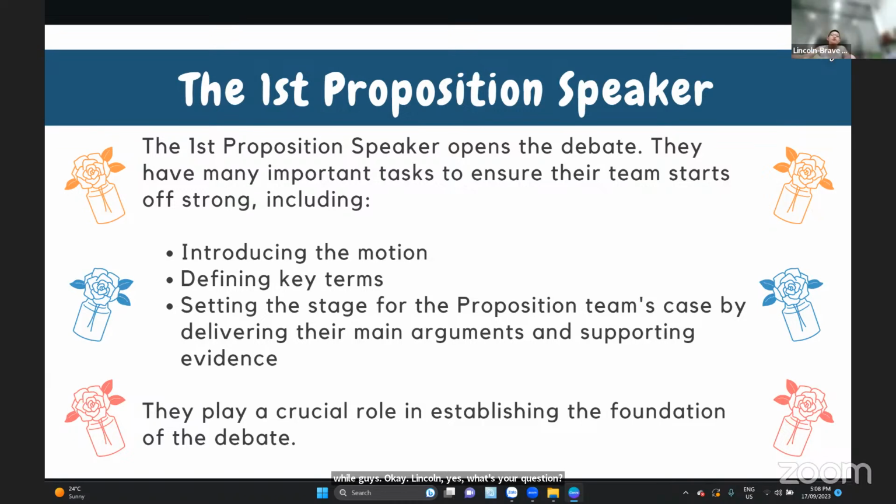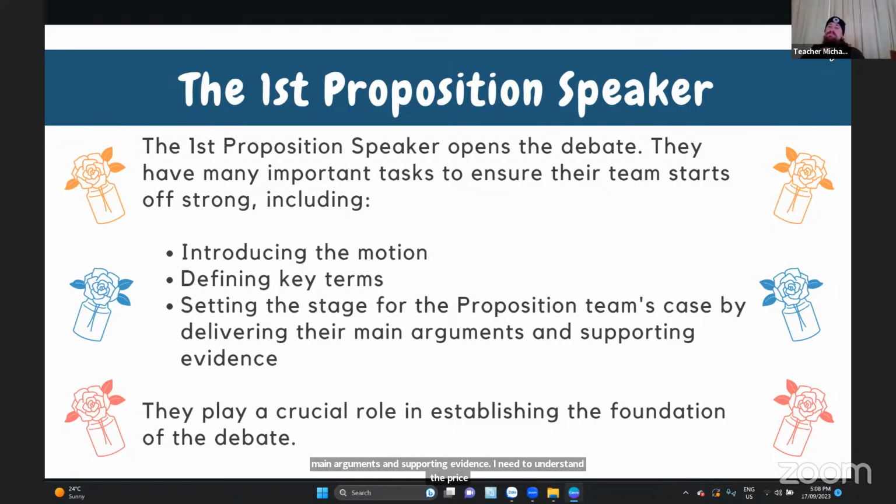Yes, my question is I didn't understand much the part about setting the stage for the proposition. You'd like me to re-explain the third dot point? I didn't understand the phrase delivering their main arguments and supporting evidence.